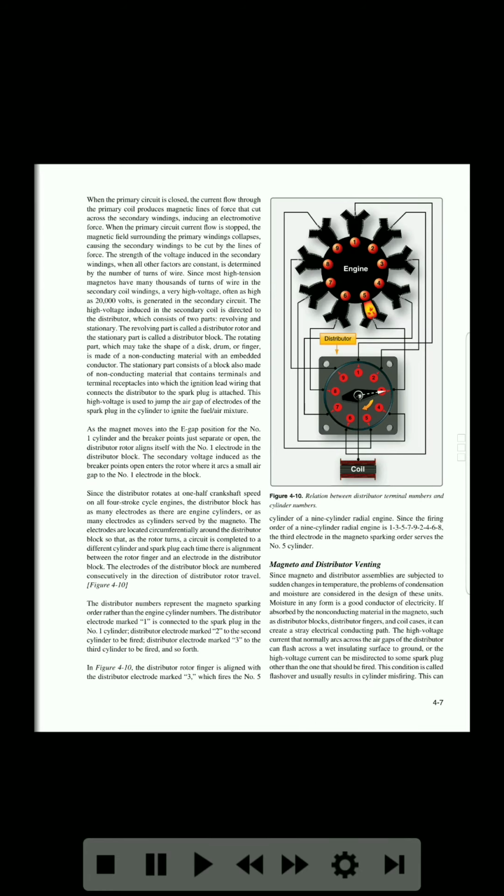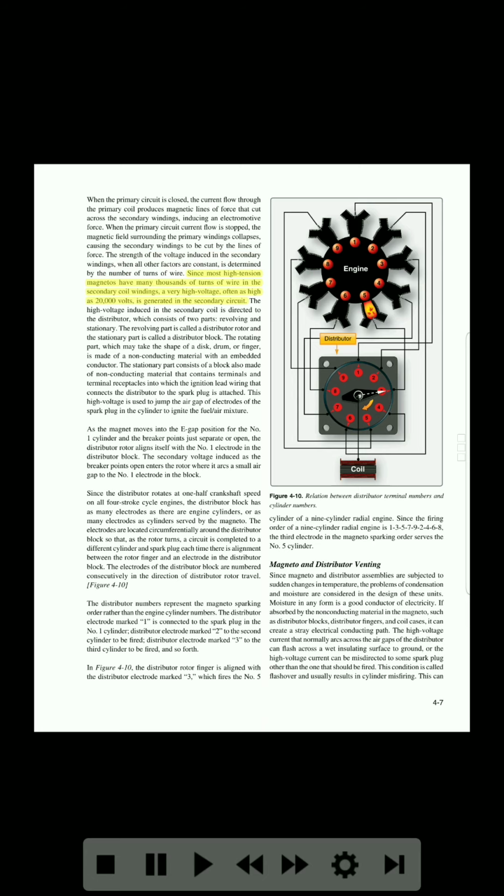4-6. When the primary circuit is closed, the current flow through the primary coil produces magnetic lines of force that cut across the secondary windings, inducing an electromotive force. When the primary circuit current flow is stopped, the magnetic field surrounding the primary windings collapses, causing the secondary windings to be cut by the lines of force. The strength of the voltage induced in the secondary windings, when all other factors are constant, is determined by the number of turns of wire.